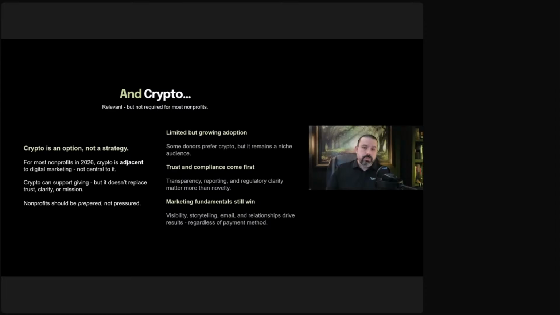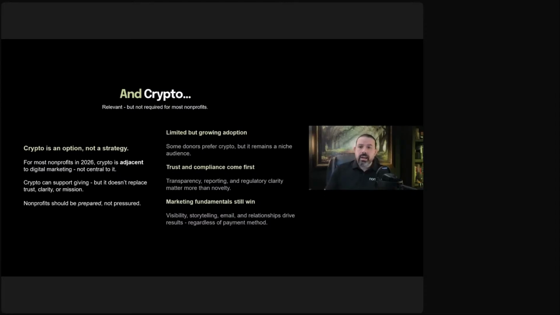Now, those are sometimes famous last words by technologists, right? It's not relevant now. Well, it is relevant, but it's not an emergency. So don't worry too much about the incorporation of crypto or crypto giving unless you have donors who are clamoring for it. And this is more of a need in areas of the country, most likely out on the West Coast, where Silicon Valley folks are really into crypto giving. But in most parts of the world right now, crypto is still emerging. It's an option. It's not a full strategy.